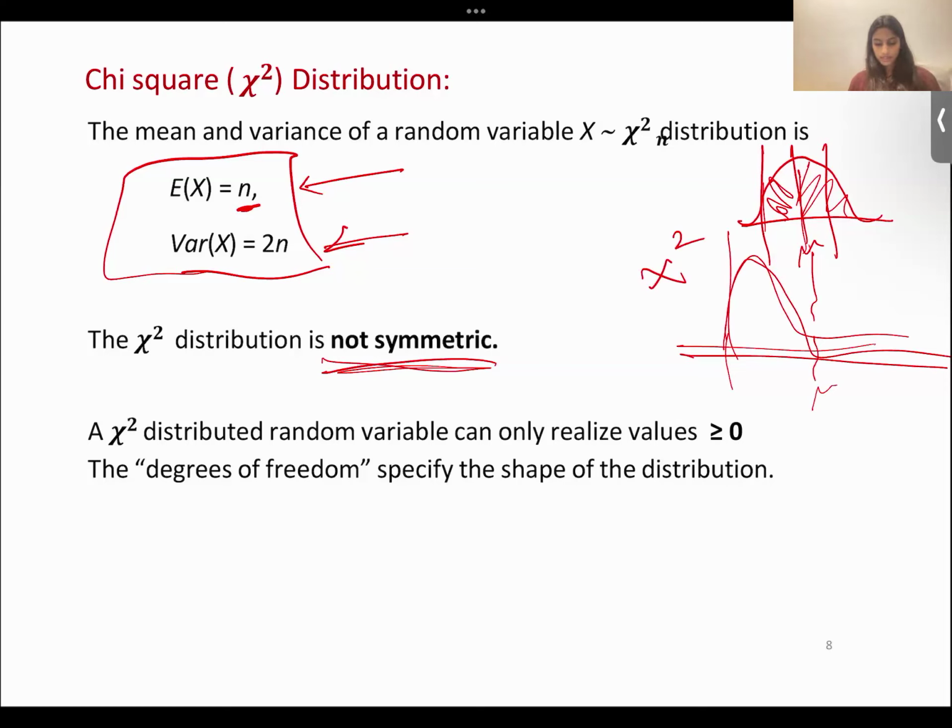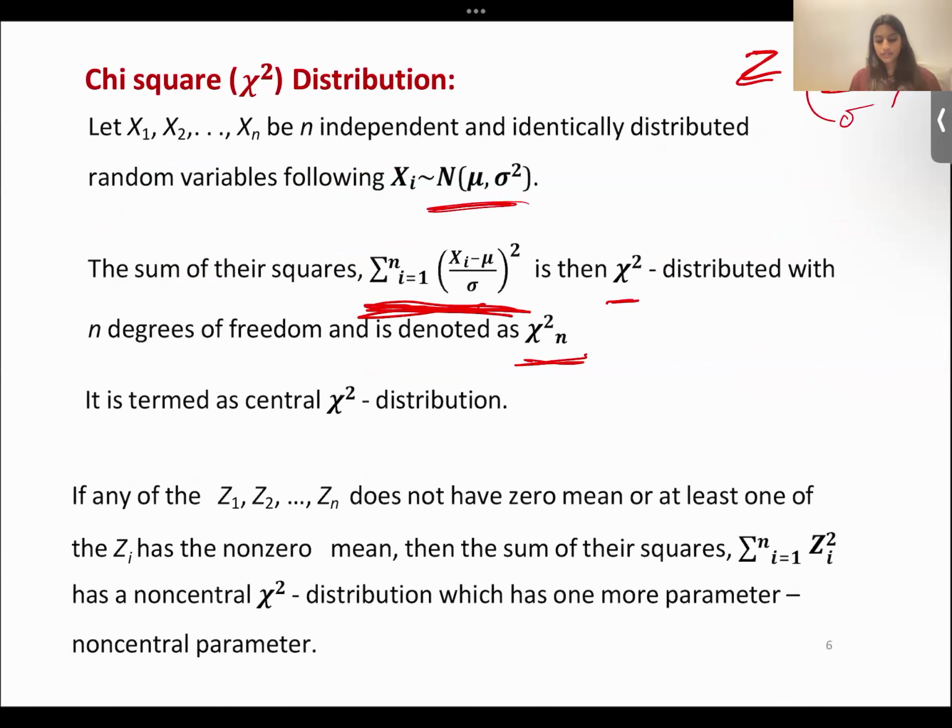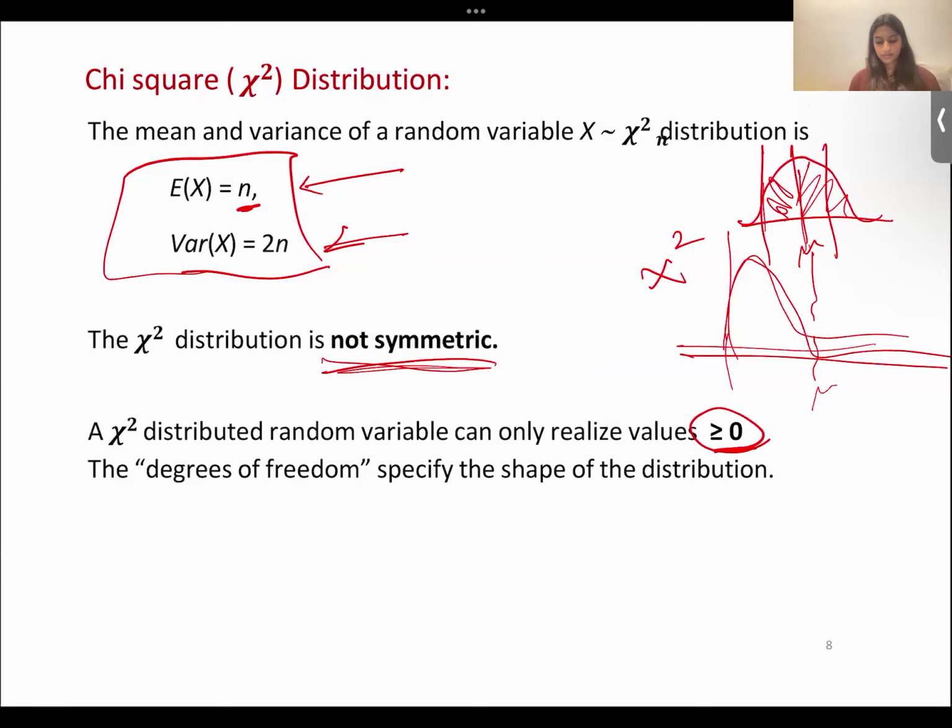So it's not symmetric. And like we said, the random variables can only have values like 0. I mean, when I say that, I mean the sum of the squares of the given random variables has to be greater than 0. And the degrees of freedom, the number of samples you take, determines the shape of the distribution.